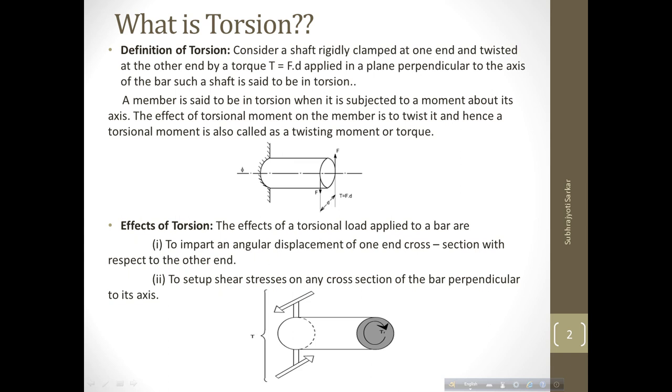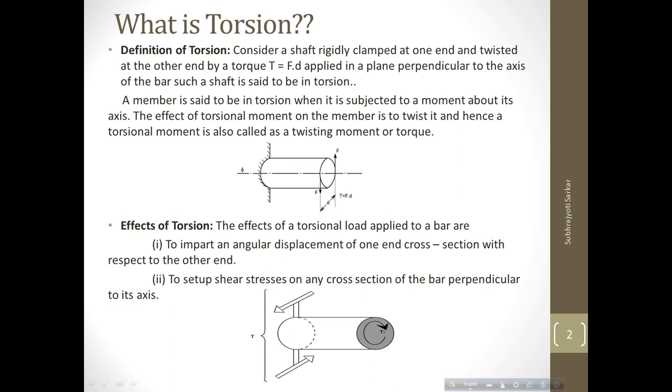So what type of force will that be? That will be a tangential force, and therefore the nature of the force will be shear force. So if you consider a rigidly clamped shaft at one end, and twisted at the other end by a torque T applied in a plane perpendicular to the axis of the bar, in this position the bar is said to be in torsion. What will be the effect of the torsion? The effect of the torsion is to twist it, and hence the torsional moment is also called a twisting moment or a torque.